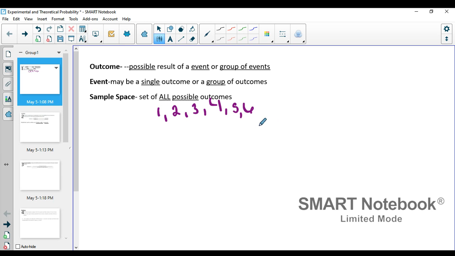You're picking a card from a deck of cards. It's any of the deck of cards. So you can have like 4 of diamonds or ace of spades or anything like that. So sample space is just all of your possible outcomes.